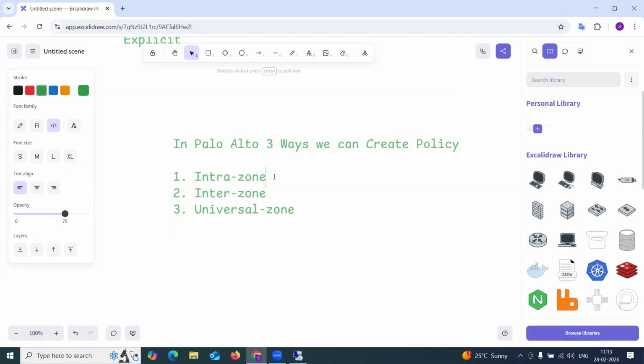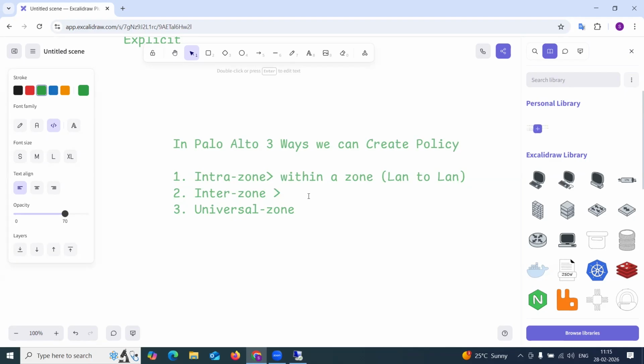See, intrazone means within a zone. For example, you are doing a transaction within the same bank, SBI to SBI. That is called intrazone, like you are communicating between LAN to LAN. When you transfer an amount from one bank to another bank, SBI to ICICI, that is called interzone, an interbank transaction.